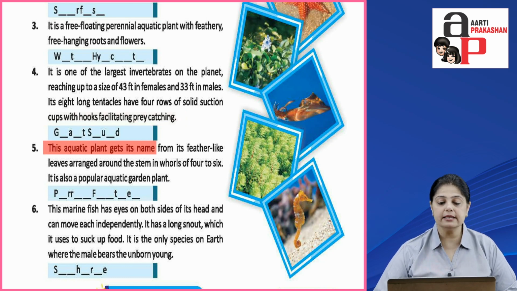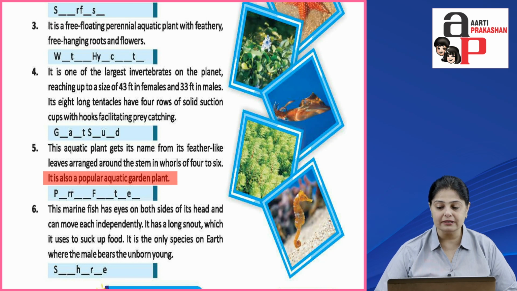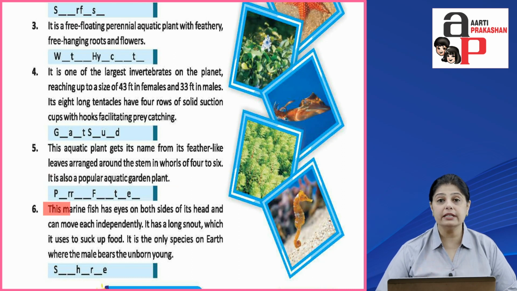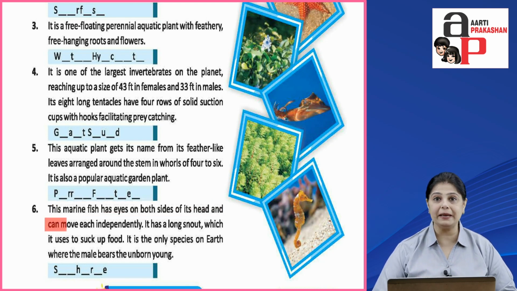This aquatic plant gets its name from its feather-like leaves arranged around the stem in whorls of 4 to 6. It is also a popular aquatic garden plant. Which is this? Look at the shape of it. If you look at it, it really looks like feathers. Look at the leaves, they really look like feathers. Now, this is known as the parrot feather. The name itself, if you look at it, it's green in color. It looks like the feathers of the parrot. So, it is known as parrot feathers. P-A-R-R-O-T F-E-A-T-H-E-R.